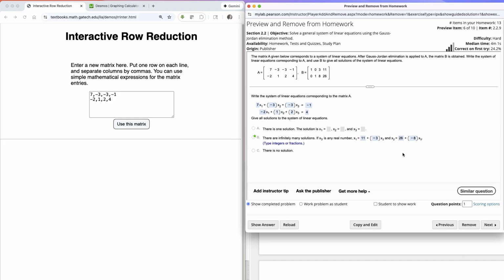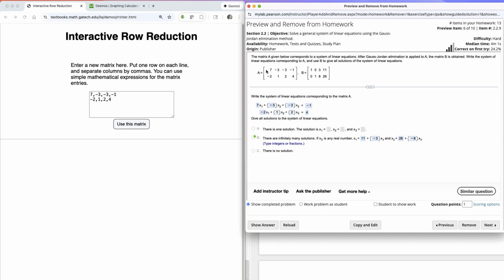Okay, let's quickly do this homework problem in my math lab. It says the matrix A given below corresponds to a system of linear equations. After the Gauss-Jordan elimination is applied to A, you get B. Write the system of linear equations corresponding to A, and then use B to give all solutions of the system of linear equations. I'm doing this because there are infinitely many solutions, and I want to explain it.